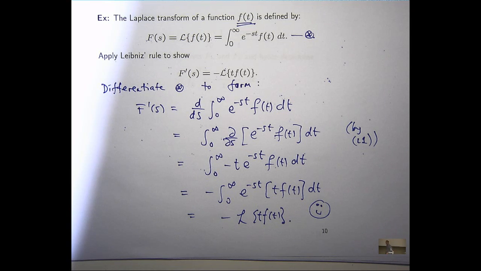So it's always a good idea to have some understanding of where these things come from. It's Leibniz rule. We don't just teach you Leibniz rule because it's something to do. It's useful in many cases.